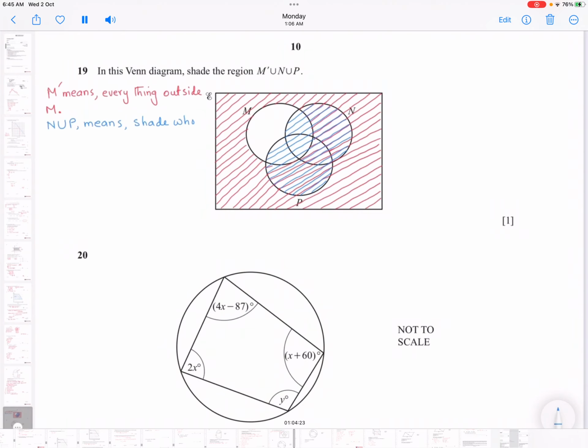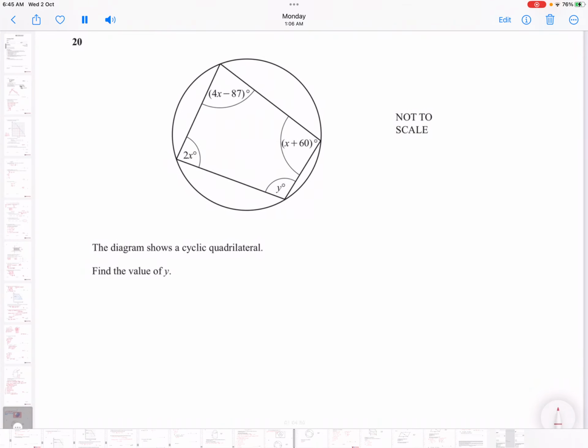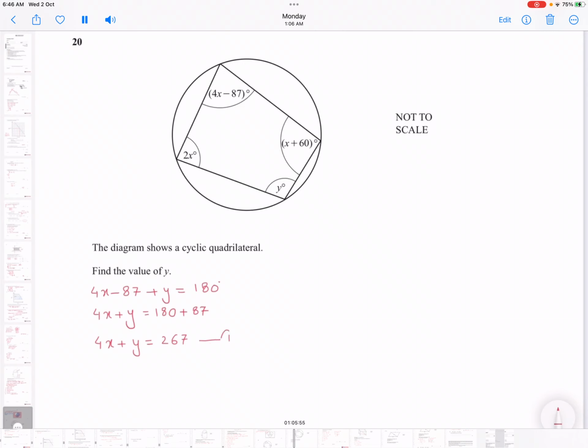In question number 20, find the value of y. So this is a cyclic quadrilateral. Cyclic quadrilateral means any four-sided figure is a quadrilateral, and it becomes cyclic when all the corners touch the circumference. So opposite angles are always supplementary, meaning their sum equals 180. So you add 4x plus 87 plus y is equal to 180, and from here you simplify it and make an equation.